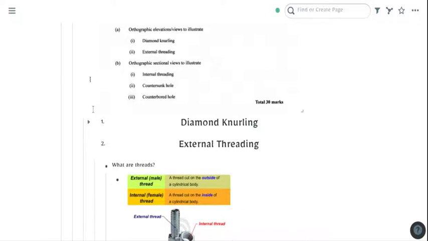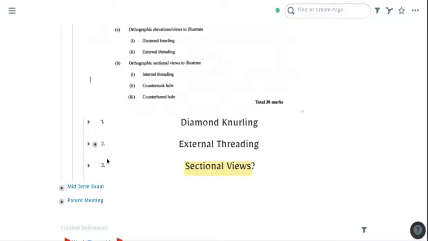Now we're going to move on to our next topic, and this is why I really want to do past paper questions, because it enables us to go to different topics easily while still doing questions. Sectional views. That's the next topic.